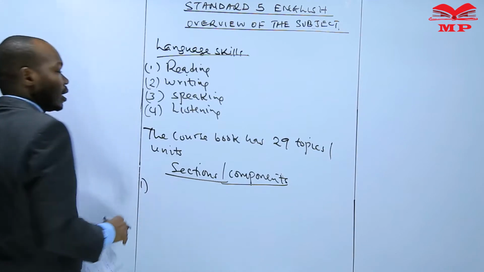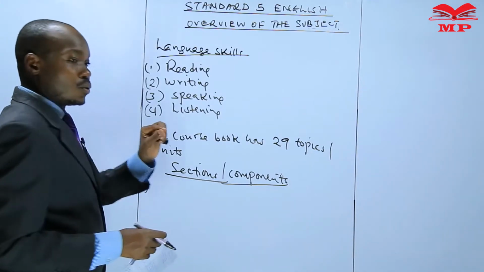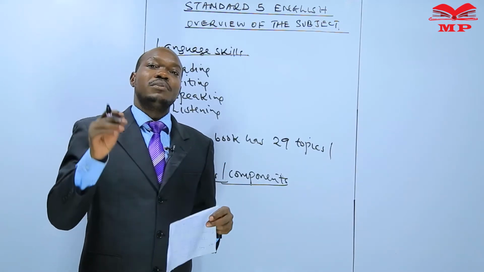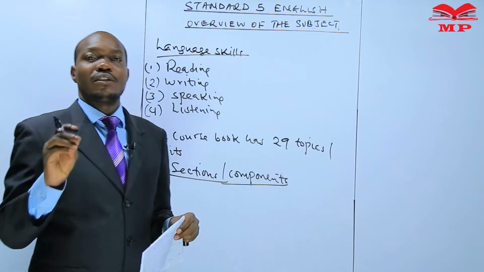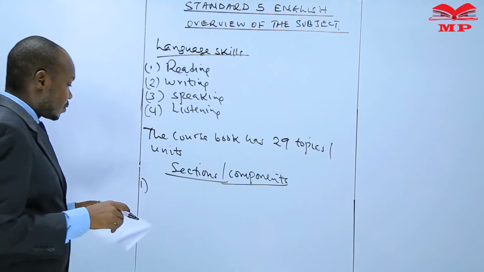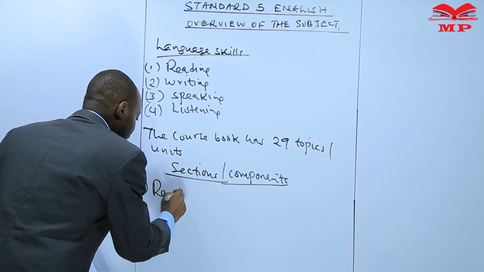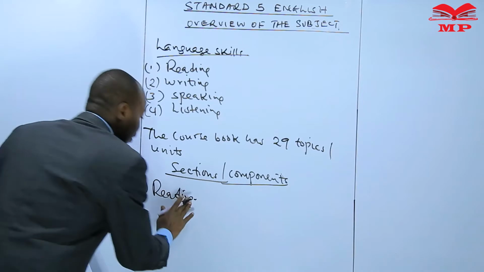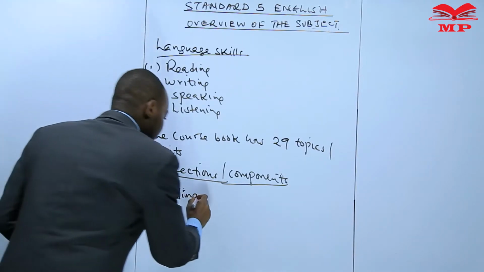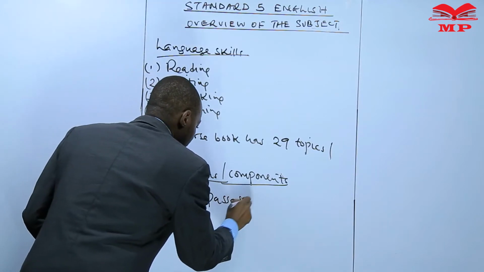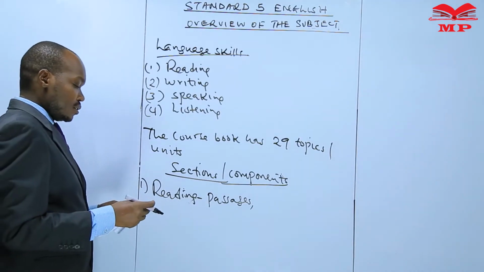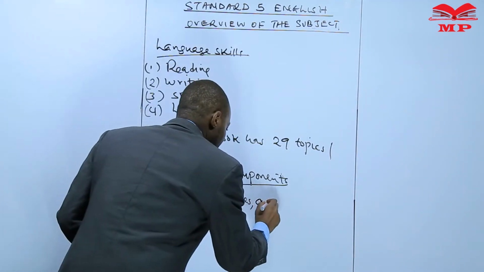Number 1, and I want to urge you, my dear learner, to always have a pen and an exercise book, because we shall be doing a bit of writing. So ensure that you have a pen and an exercise book for a bit of writing. So number 1, the first section is called reading. We shall be reading passages, okay? Passages. These are just stories. After reading those passages, we shall be answering questions.